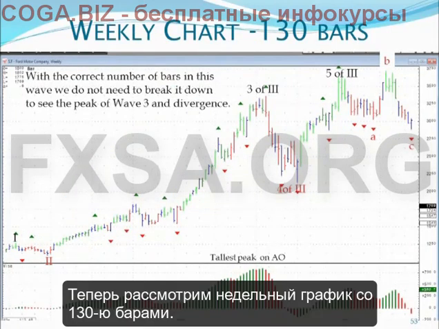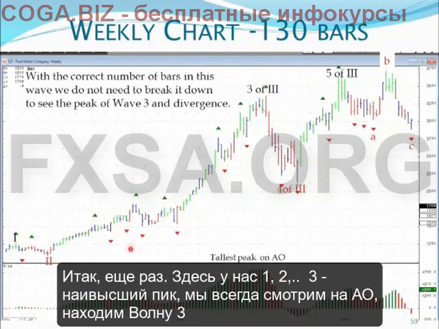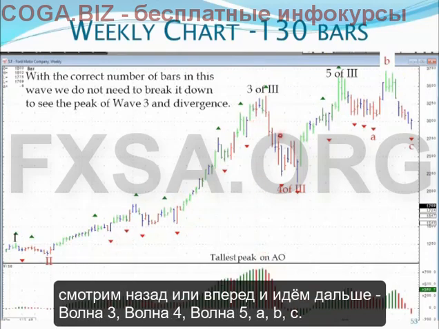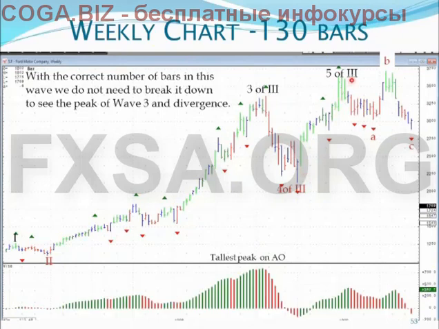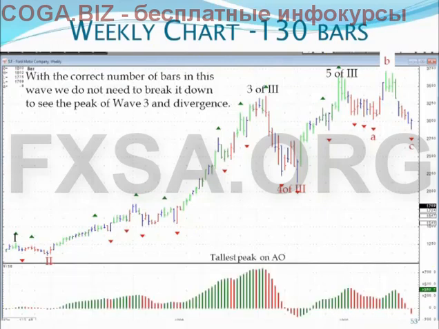Now we have a weekly chart with 130 bars. With the correct number of bars in this wave, we do not need to break it down to see the peak of wave 3 and the divergence. So again here we have a 1, 2, 3, our tallest peak. We always go here, 3, and I can go backwards or forwards. So if 3, wave 4, wave 5, A, B, C. I sometimes tell people if you can count to 5 and you know your ABCs, you can learn to count the Elliott wave. I did.